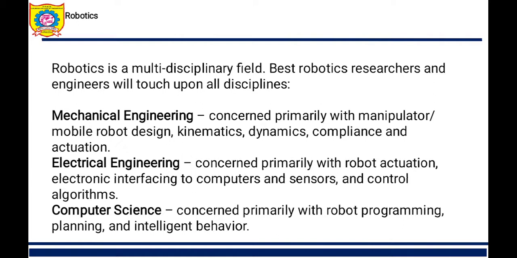Then we require electrical engineering. It will give the flavor of robot actuation and electronic interfacing. Because we require programming, we require computer science. Programming, planning, the intelligent part, artificial intelligence, this is all covered under computer science. Now, if I want my robot to deal with computers, with sensors, with algorithms, I require electrical engineering, which will give me an interface between the robot and computer science. So I require electrical engineering also.